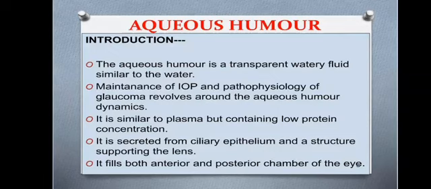Next one is aqueous humor. The aqueous humor, which is a transparent watery fluid similar to water, helps in maintaining IOP. It is similar to the plasma but contains low protein. It is secreted from the ciliary epithelium and supports the structure of the lens. It fills both the anterior and the posterior chamber of the eye.